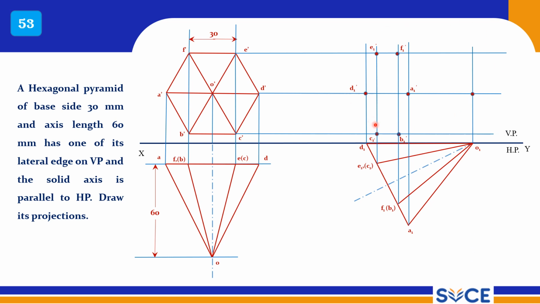All outermost points you connect with thick lines, and A is visible, and A to F should be a thick line, A to B a thick line, A to O a thick line, D to O a dotted line, right? D to O a dotted line, and E to O a dotted line, C to O a dotted line. So this is the final front view of this problem.